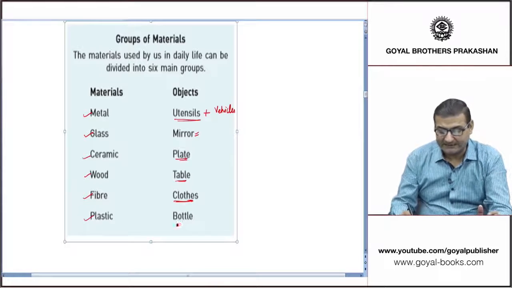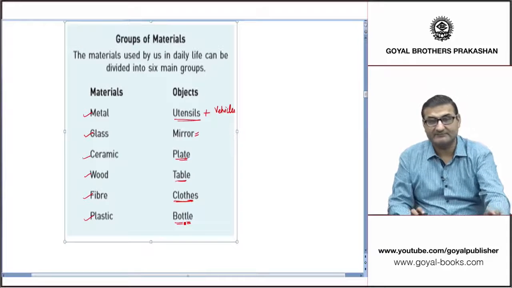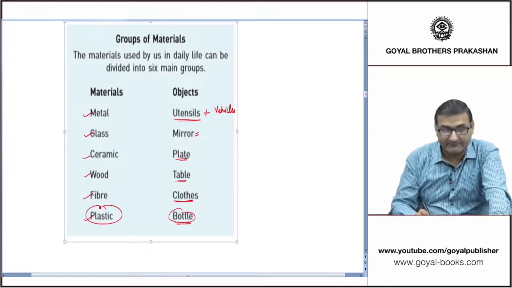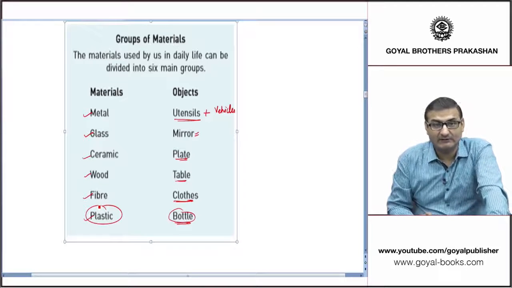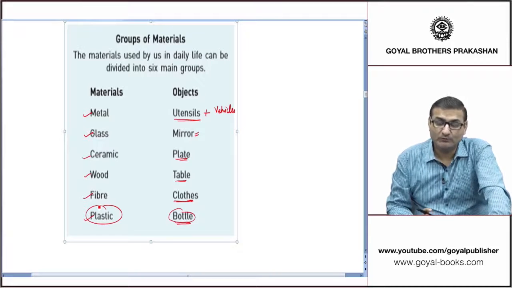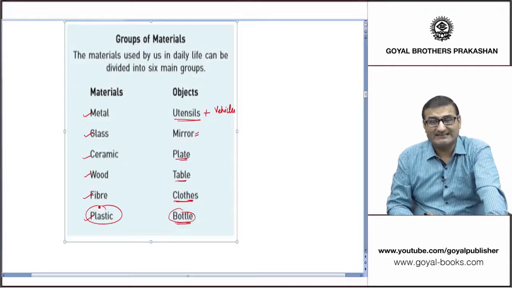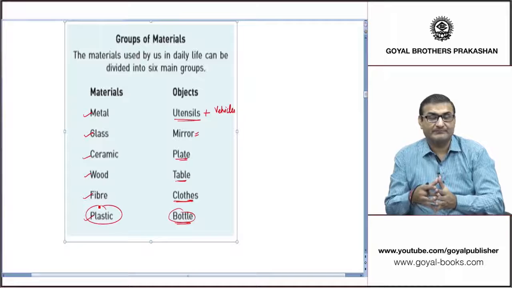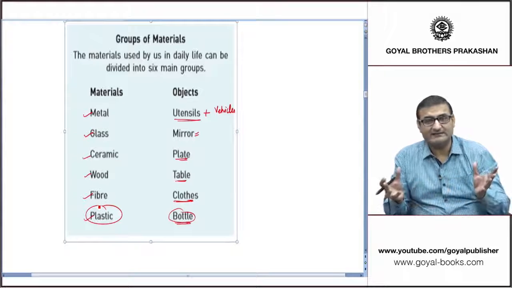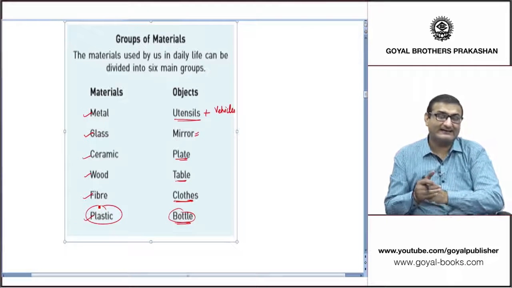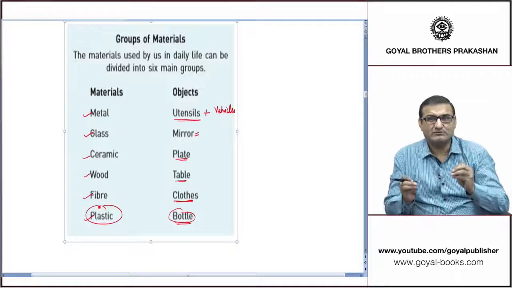Next is plastic. Writing bottle, I think it is not sufficient. I think it is the most important constituent now in everyday life, and that is a cause of worry for us also. Nowadays, you must have been hearing about so many things about plastic. Plastic has basically dominated our daily use items, talking about bottles, talking about various items ranging from chargers etc.